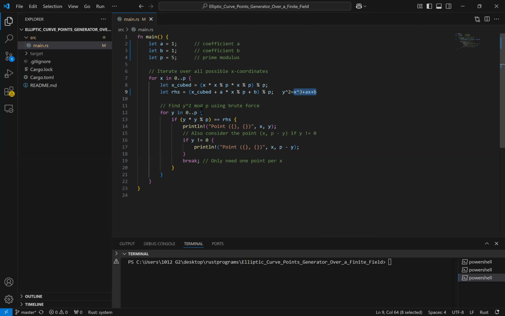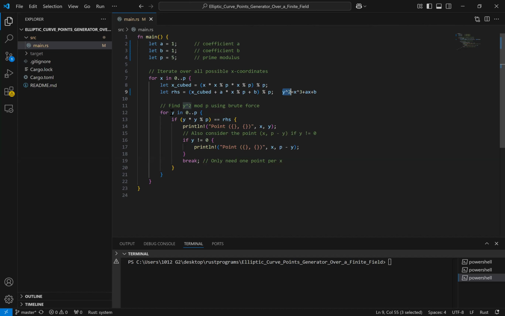Once I have the right-hand side, I just want to find the value of y. The right-hand side is already y squared. So what I want is the square root, and the square root must be a value between 0 and 5.